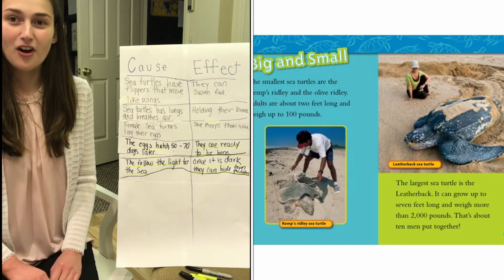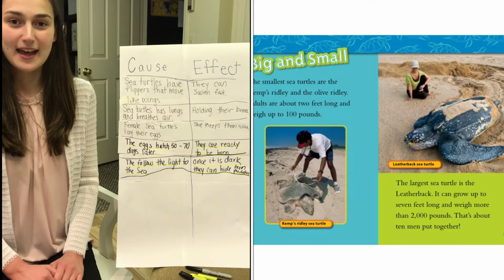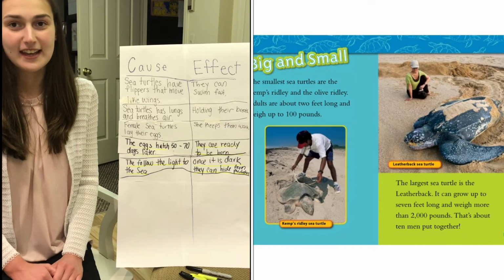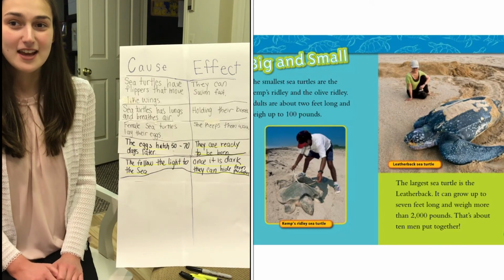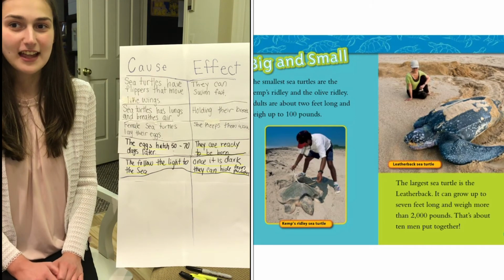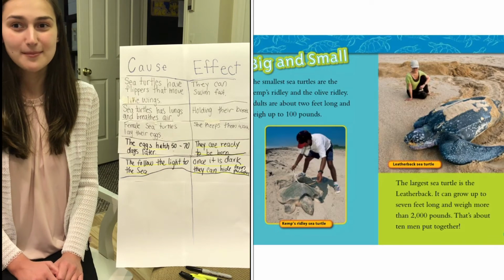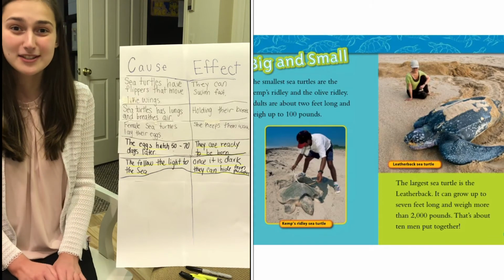Big and small. The smallest sea turtles are the Kemp's ridley and the olive ridley. Adults are about 2 feet long and weigh up to 100 pounds. The largest sea turtle is the leatherback. It can grow up to be 7 feet long and weigh more than 2,000 pounds. That's 10 men put together.